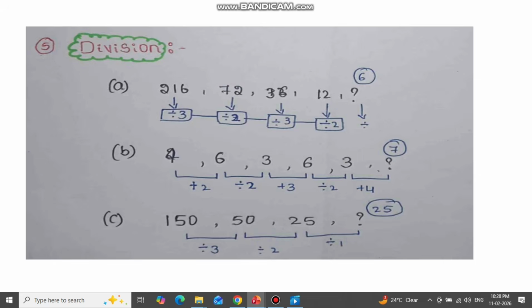Then we'll take the division. 216, then 72, then 36 and 12. The first number we divide by 3, we get 72. 72 divided by 2 we get 36. 36 again divided by 3 we get 12, and 12 divided by 2 we get 6. So that is the division. Some examples we have to give on that, please see here.